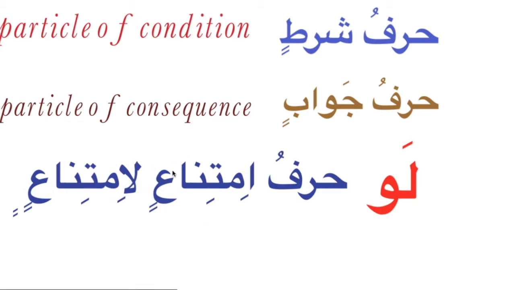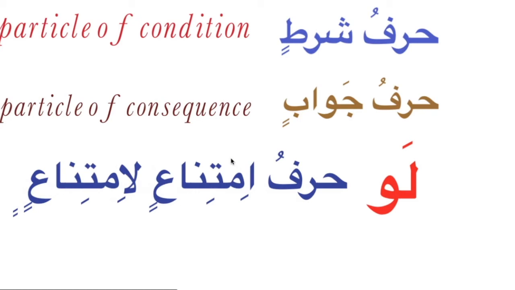Imtina'. Let's understand this word first. We know imtana'a; the root word is mana'a. It is form 8. Mana'a is to forbid. Imtina' is like to be impossible. Impossibility, you can say.